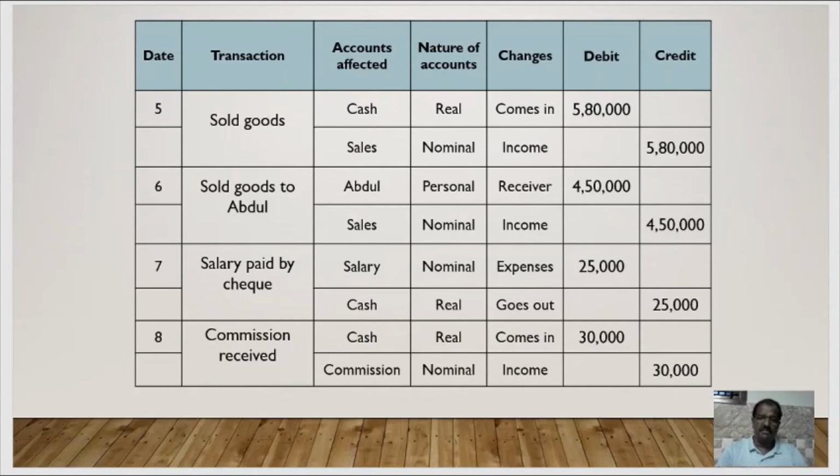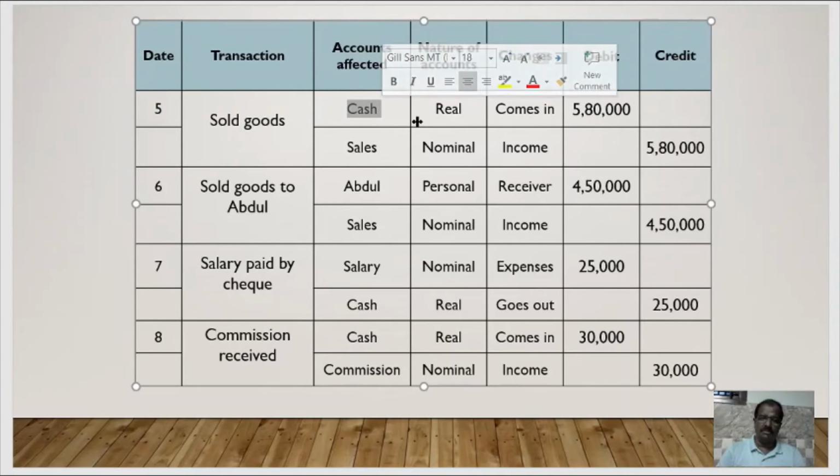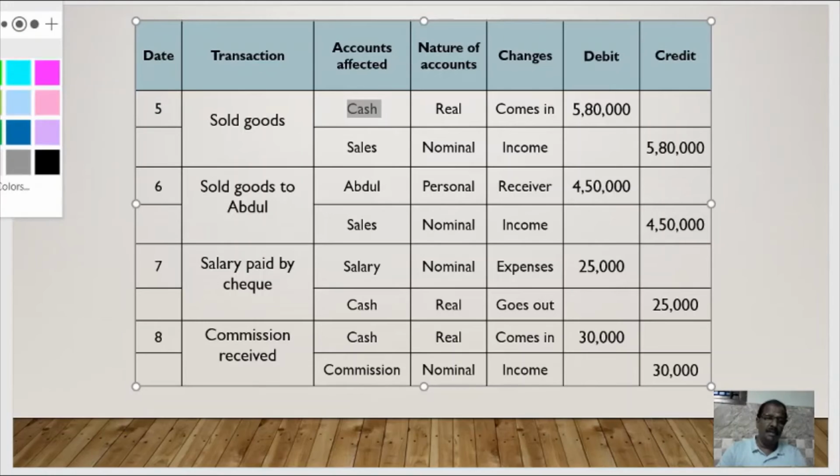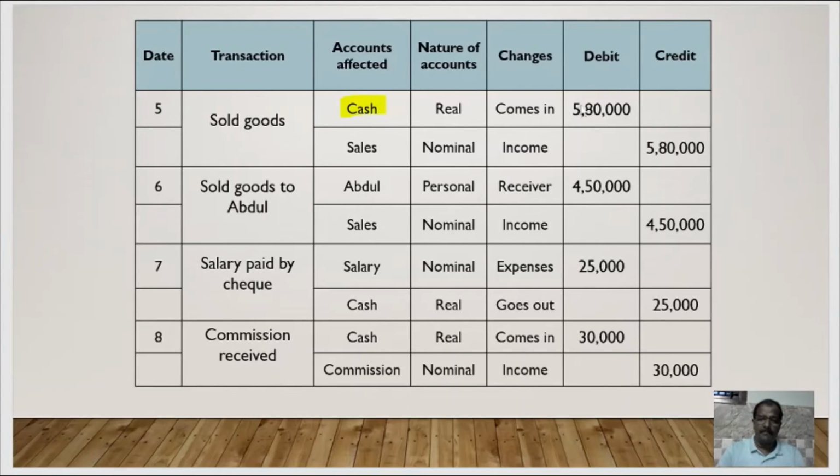Sold goods, it is implied that this is a cash sale. This is exactly opposite to the purchase transaction. Here this is the cash transaction, that is cash sales. Cash is coming inside. As per the real account rule, debit what comes in. Since the cash comes in, I have to debit the cash account. So cash is debited with 5,80,000.